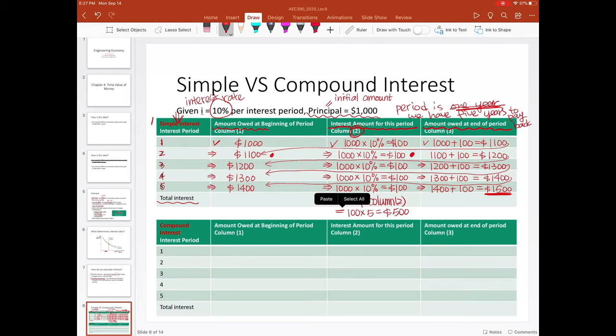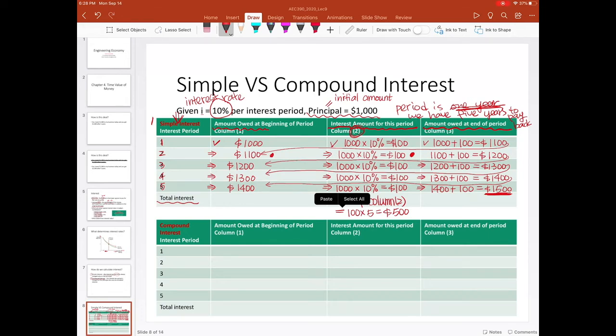So what is the total payback after 5 years? What is the total interest? Because the simple interest and the compound interest, by definition they're totally different. So you can imagine that the numbers in these tables could be different. Okay, but let's see how we fill this up.